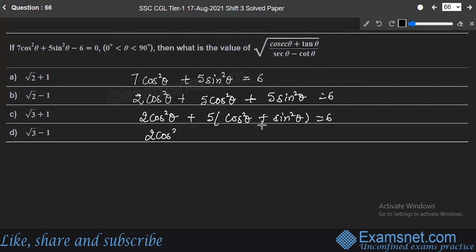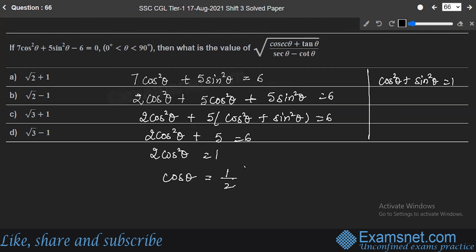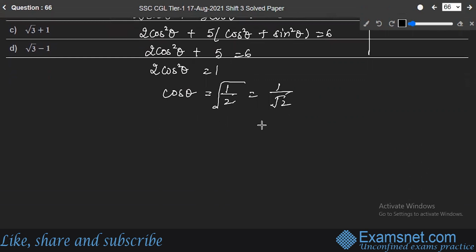2 cos square theta plus 5. Why? Cos square theta plus sine square theta is equal to 1. So this will be equal to 6. This will give you 2 cos square theta is equal to 1, or cos theta will be equal to 1 by 2 under root, or 1 by root 2. Now, for which angle you have cos theta as 1 by root 2? Yes, it is for 45 degree.